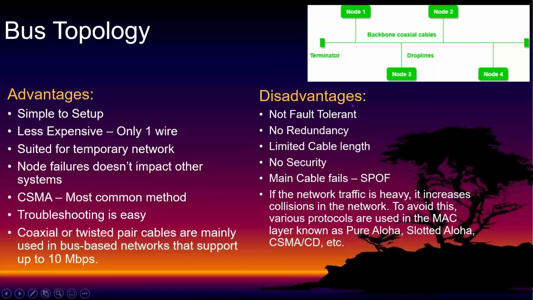Disadvantages: there is no redundancy. It's a single point of failure at the cabling level. It is a limited cable length, with no security whatsoever. In IT, there is a saying, right? If there is no security, then you can consider that IT environment as nothing, right? So security is important here. Spoofing or entering into this network is comparatively easy, right? So if the network traffic is heavy on this particular single cable, all the systems in the network will start experiencing collisions, slowness, performance issues, all those stuff.